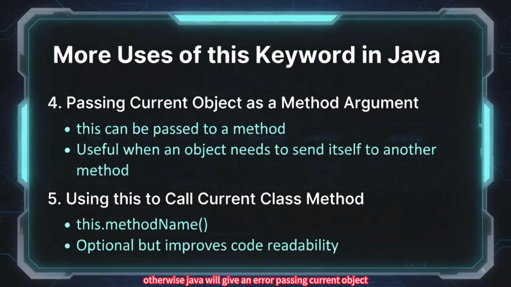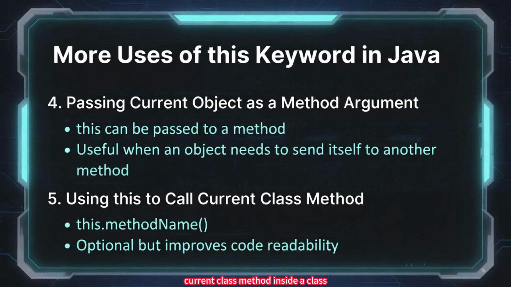Passing the current object as a method argument. Sometimes, an object needs to send itself to another method. In such cases, we pass this. This means the current object is passed as an argument. Another method can then access the object's data. This is very useful in real-world applications.